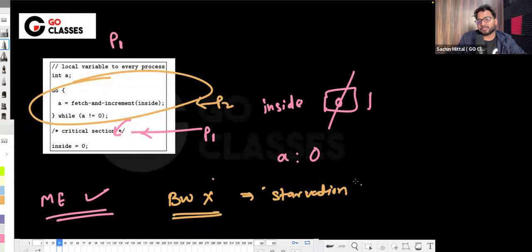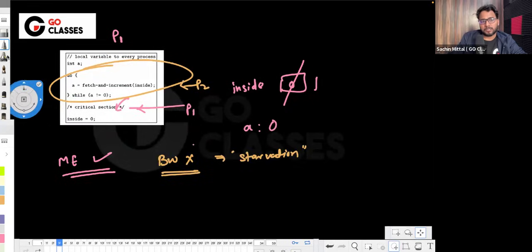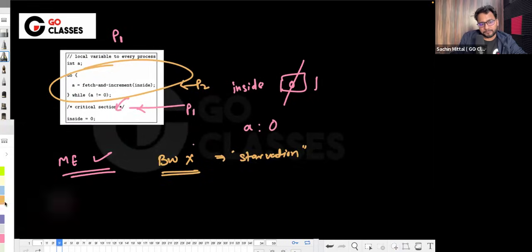Starvation is there. But what about deadlock? Deadlock means that no process is able to execute anything. Is it possible that no process is able to execute anything? So deadlock means that no process is able to execute anything.